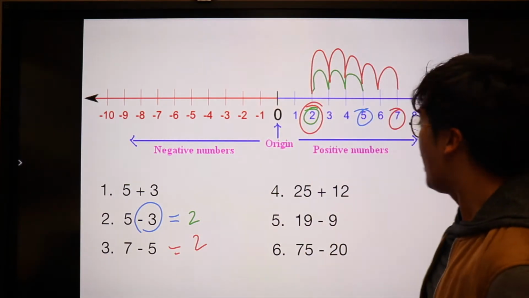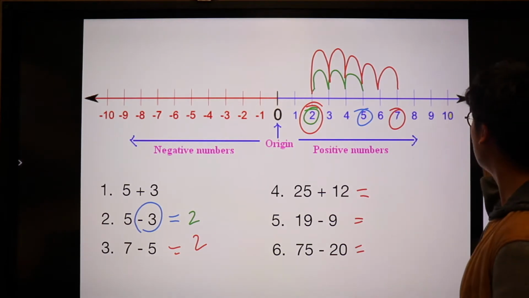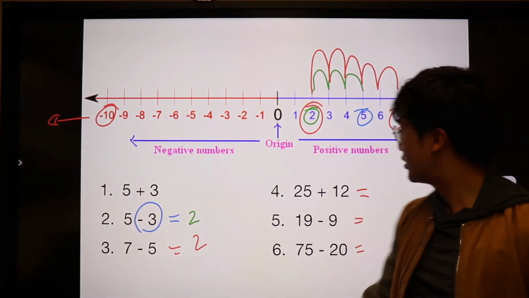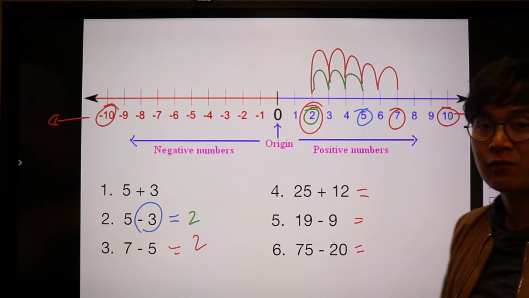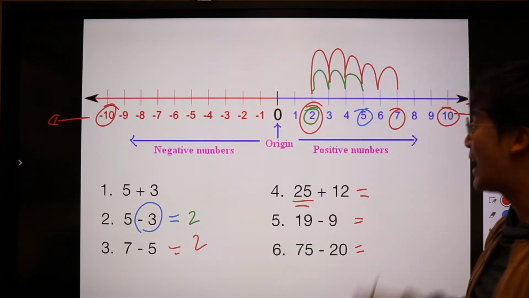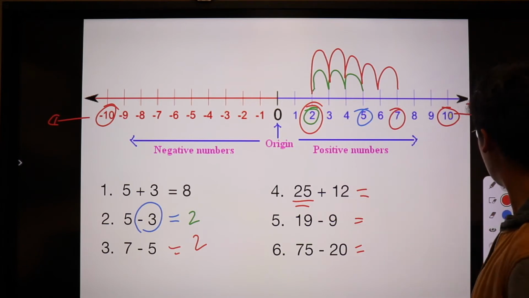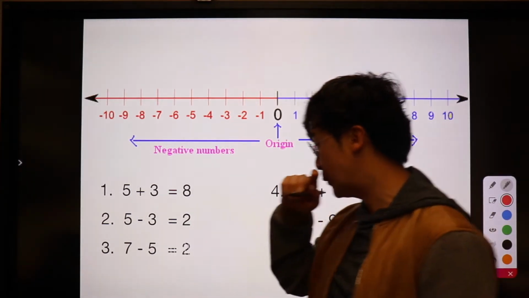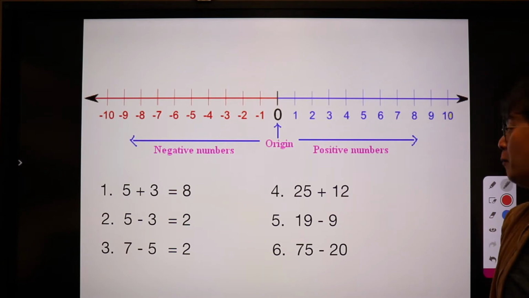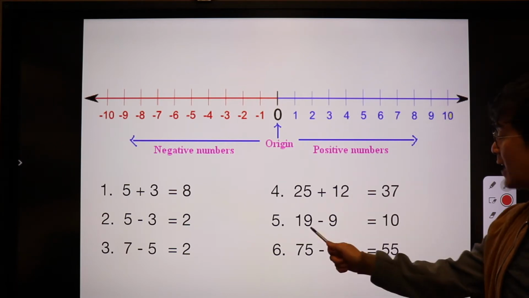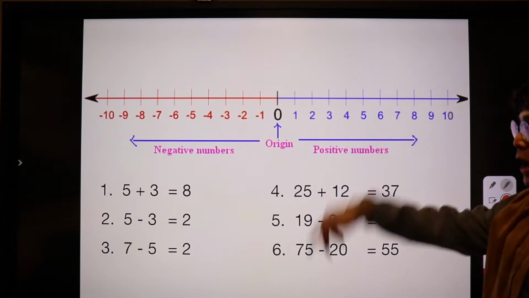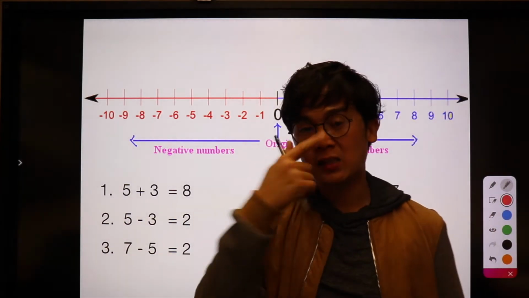And by doing so, you'll be able to answer bigger problems that's no longer in the number line, because the number line is not limited to only negative 10 and positive 10. So if we're working with 25 plus 12, you'll start at 25, you will move 12 units to the positive direction, and that will be the answer to the problem that you are working on. So for number 1, we have 8, we have 2, and we have 2 using the number line. And for 4, 5, 6, knowing what you know now with your number line, 25 plus 12 is equal to 37, 19 minus 9 is equal to 10, and 75 minus 20 is equal to 55. And that is how we use the number line when we add and subtract integers.